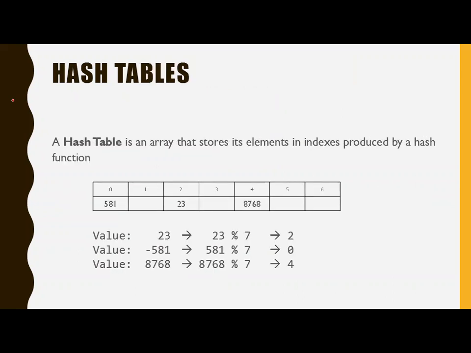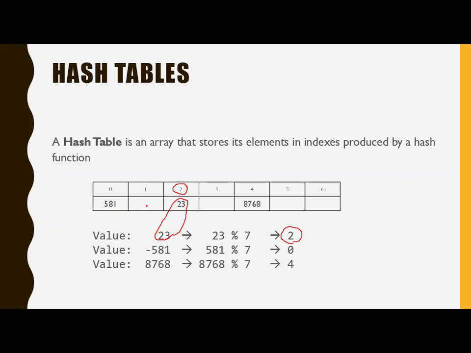So let's look at some examples. Let's say we have a hash table and we have made it 7 in size just as a starting idea. What if they give us 23? Well, 23 modulo 7: 7 goes into this 3 times with 2 left over. So that 2 becomes the position of the array that we look at, and we store the 23 here. Make sense? If they then give us negative 581, we take the absolute value, modulo 7, that turns out to be 0, so we store the 581 here.